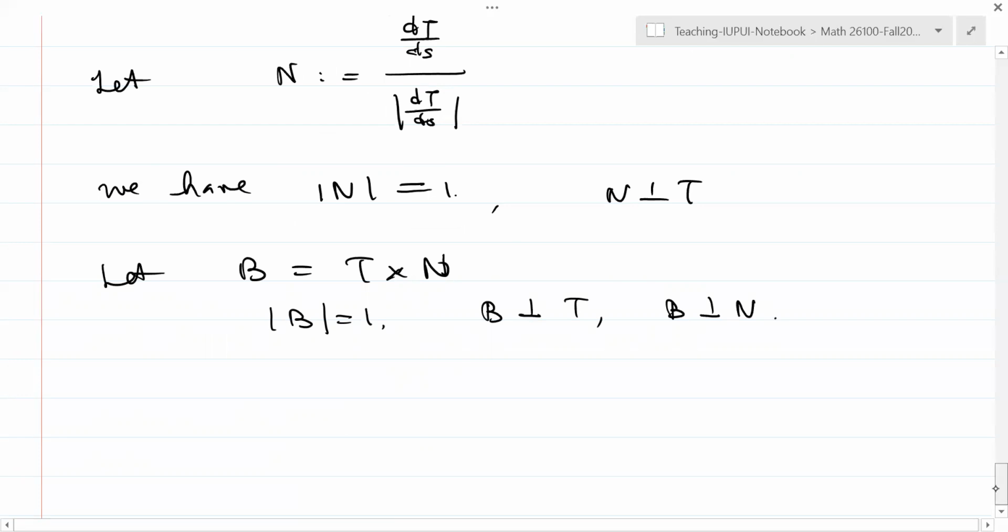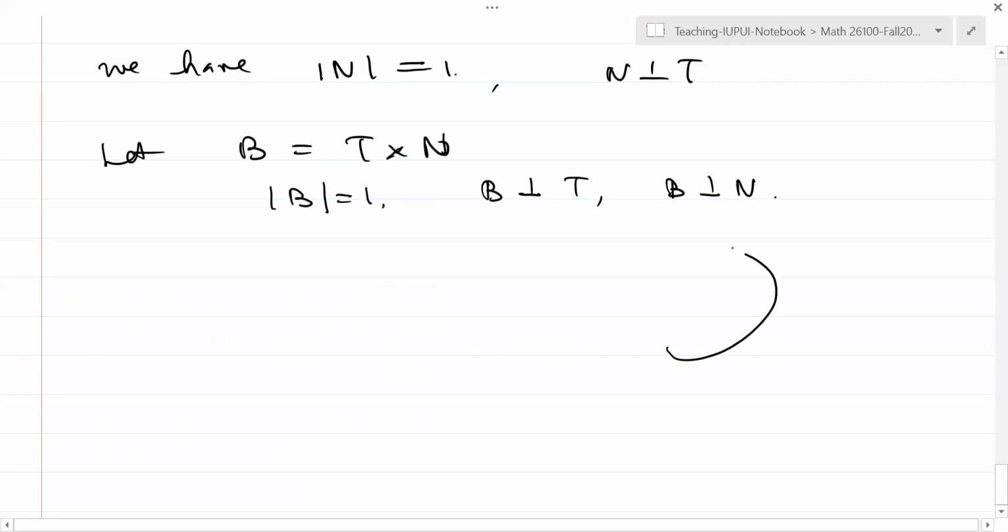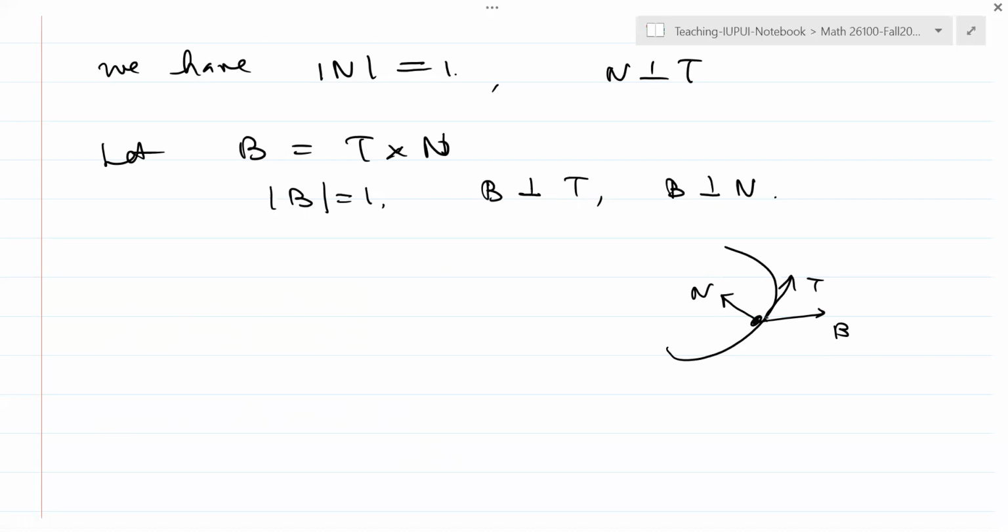Okay, so you get three vectors. If you look at the picture again, this is a t, that is an n. Then you have another one called the b. This is in three-dimensional space. Three vectors. So at every point, we can get the frame. This is called the moving frame, because when the point moves around the curve, this frame may rotate. It's very interesting. The frame rotates.